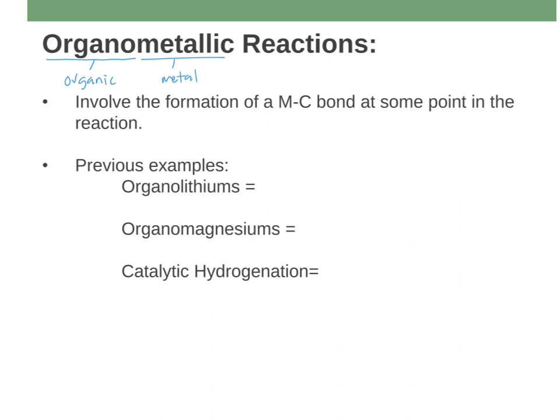And we've already talked about some organometallic reagents in the past. We talked about these organolithiums and these organomagnesiums. We had things like CH3Li, or we had these organomagnesiums like CH3MgBr. We call these the Grignard reagents.